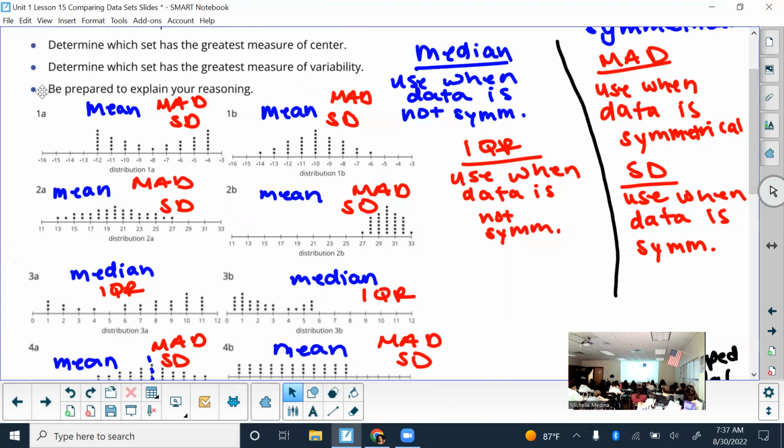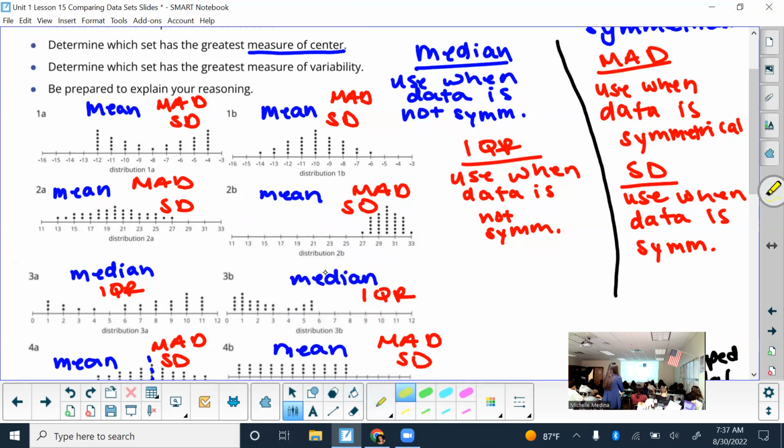All right, so in the first set between A and B, which one do you think would have the greatest measure of center? So like the higher mean. 1B. Just because it's taller in the middle?